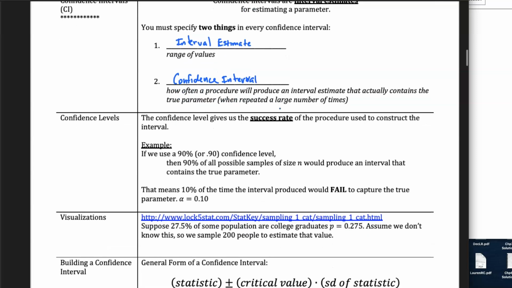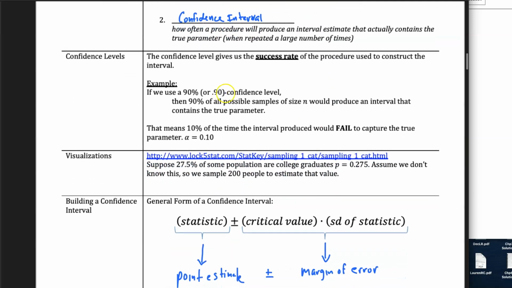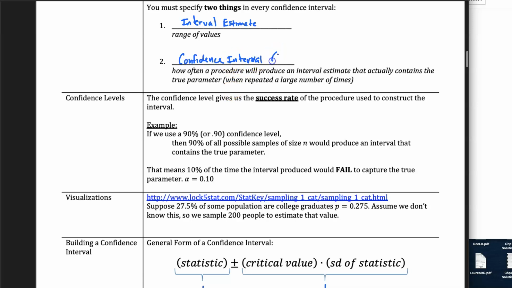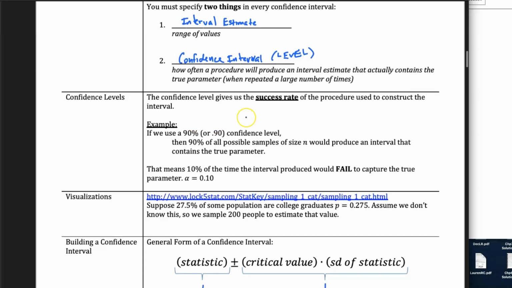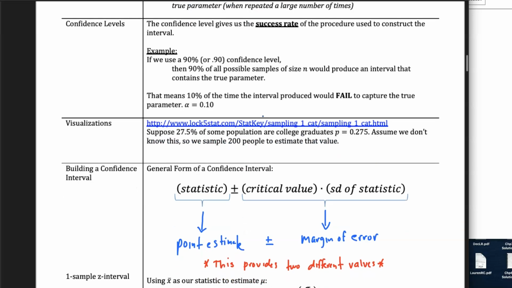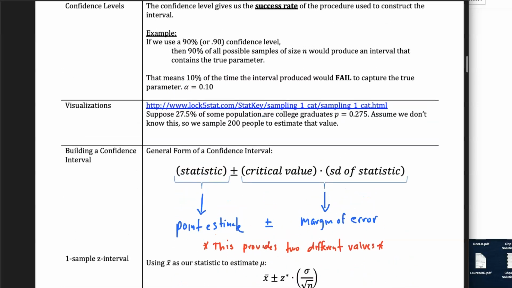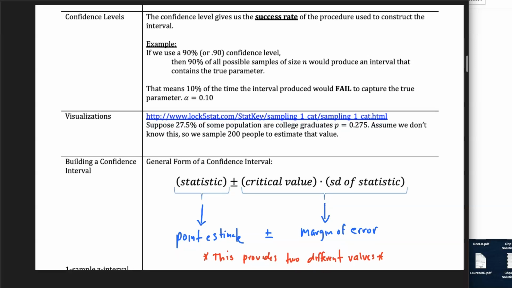We'll talk about this term confidence level right now. A confidence level here is the success rate of the procedure used to construct the interval. So we're going to give you a procedure, and you'll see down below the formula we have to do that. For example, if we ask you to construct a 90% confidence interval, then that means 90% of all the possible samples of the size that we're taking will produce an interval that contains the parameter.